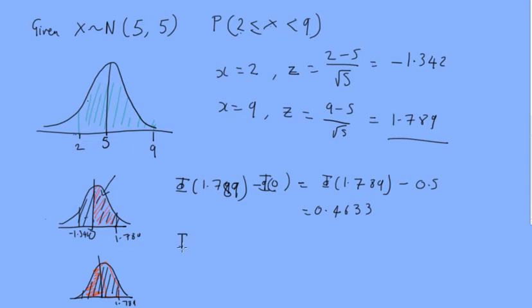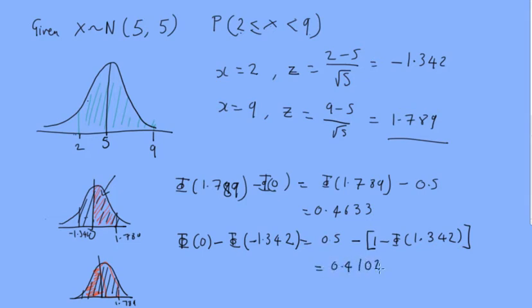Now, we want to deal with this area here. So we're going to take, this time, the phi of 0 minus the phi of minus 1.342, so that's 0.5 minus, but remember, when we're dealing with a negative number, we do 1 minus the positive 1.342. And that then gives us 0.4102.